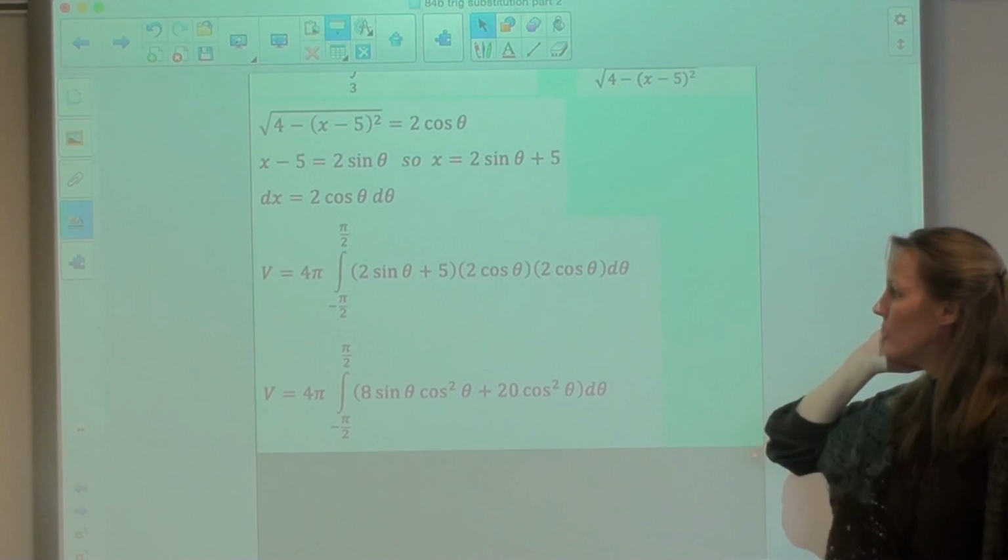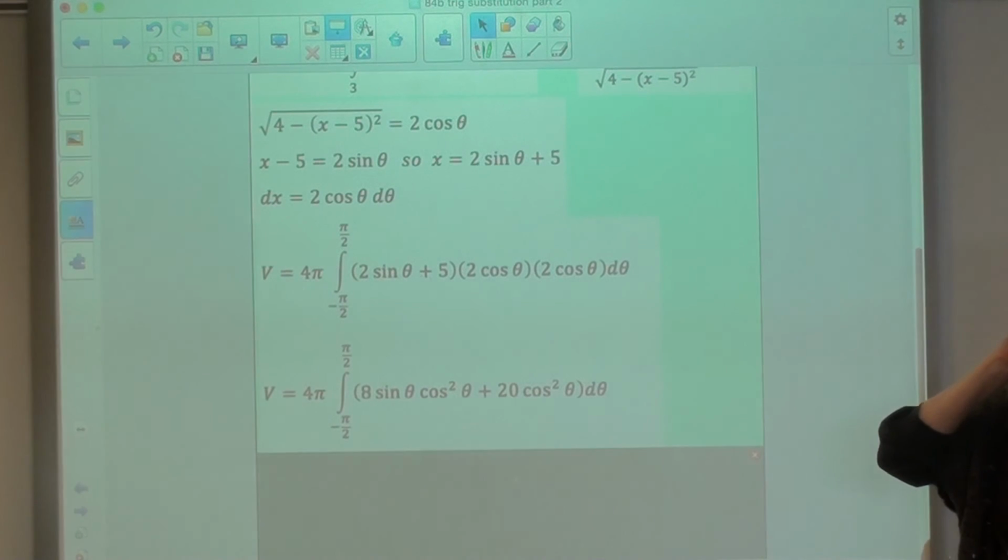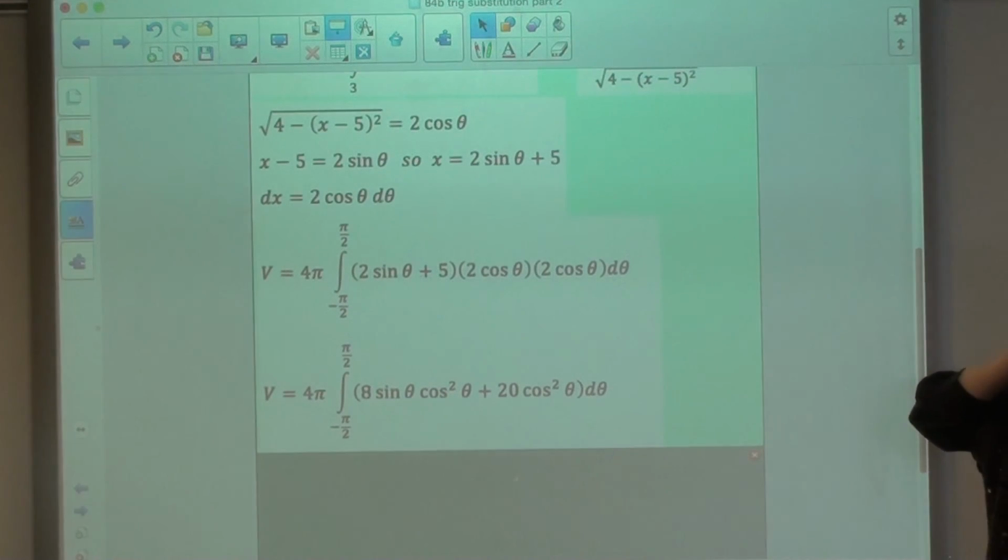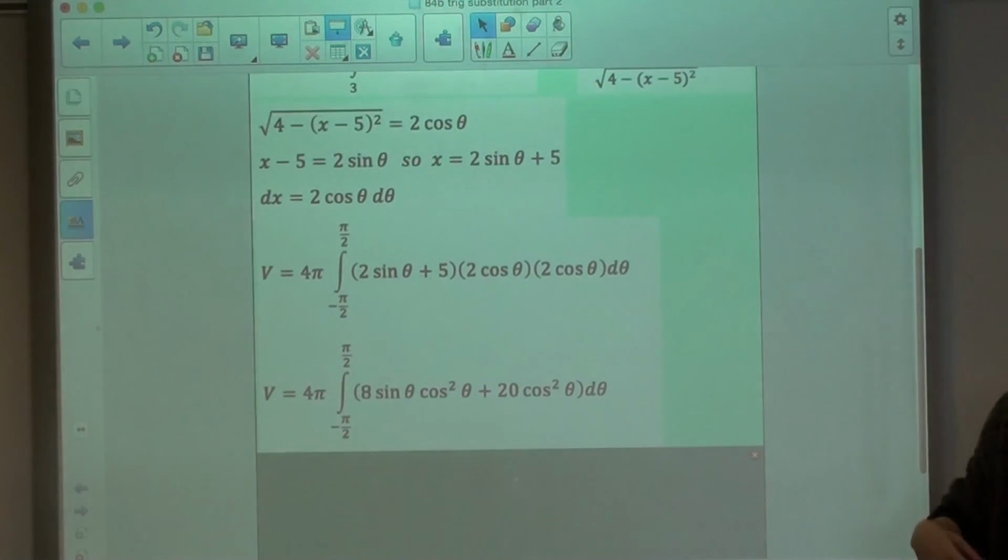Multiply it out. Pick out a 4, take out a 4. Oh, sure, absolutely, you could. I just left them in, but yes, you can pull them out. Okay, that makes sense.